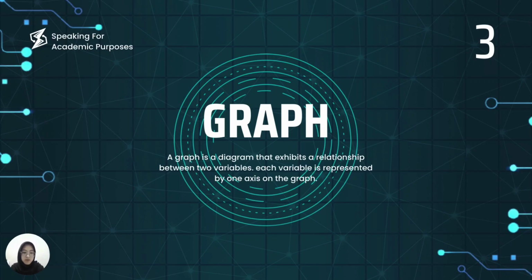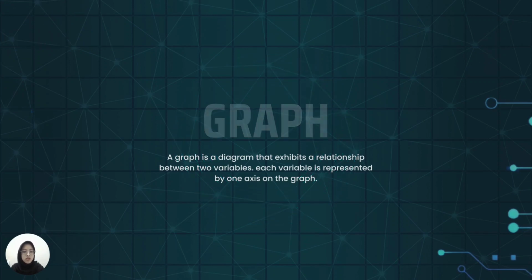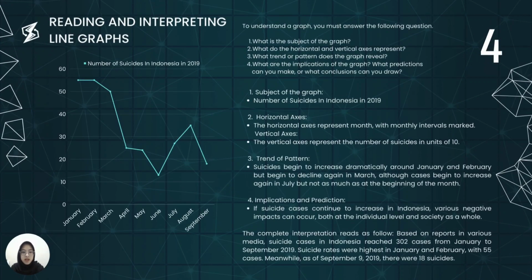So what is a graph? A graph is a diagram that exhibits a relationship between two variables. Each variable is represented by one axis on the graph. Next, we will discuss how to read and interpret a line graph.